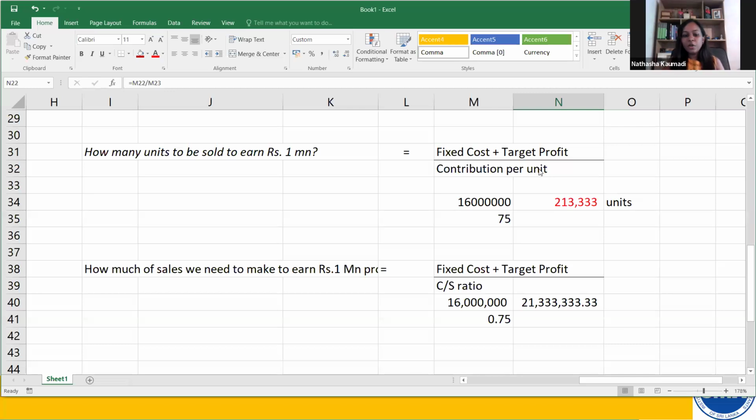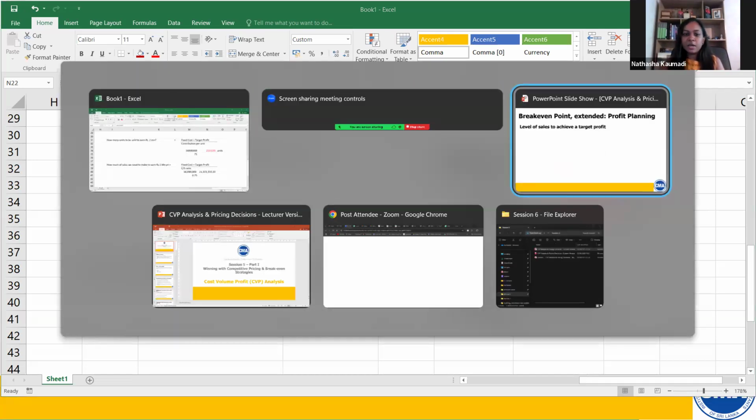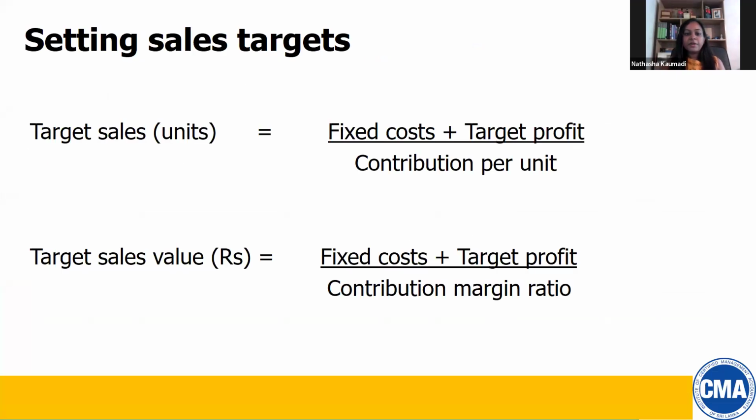So this is how you can use the break-even point formula for target profits, to earn target profits. For target sales in units, you add the target profit to the fixed cost, divided by contribution per unit. And if you want to have target sales value in rupees, you add target profit to fixed cost divided by CS ratio. That means contribution margin ratio.